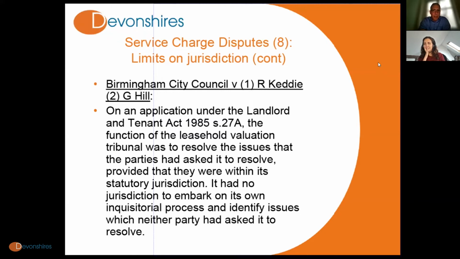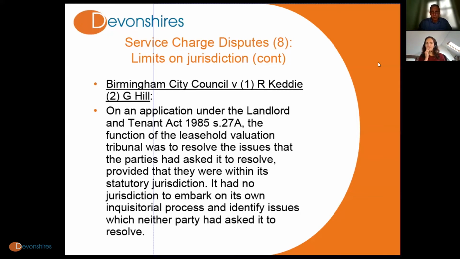This came to a head in the Keddy case, and effectively it was decided that the tribunal shouldn't widen the challenge beyond what is actually being raised by the leaseholder in bringing the challenge, or the landlord, if it's the landlord who's bringing the claim. It should really focus on the issues that are actually being raised by those parties, and not decide to carry out its own inquiries. It should be limited to what the parties had asked, so that you don't end up at a hearing carrying out an audit of all the service charges over the last 6 years.